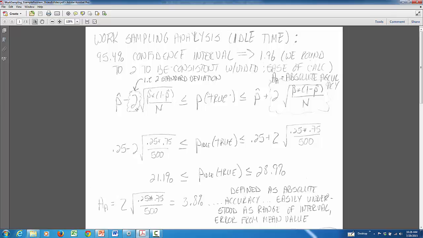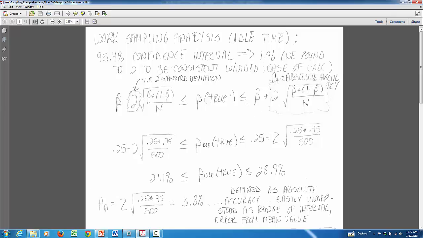That is then multiplied by the square root of the estimated proportion, in this case idle time, times 1 minus the estimated proportion, divided by n. Notice I've got a capital N here. This is the number of observations for the study as a whole, not just for idle time. As you can see, it's 500. That's going to be the lower bound of the confidence interval. And we know that our true idle time, if we were to watch 7 by 24 for 100 years, would be, we'd be 95% confident, within this interval, because we've captured 95% of the population.